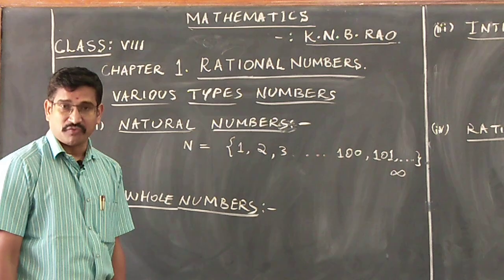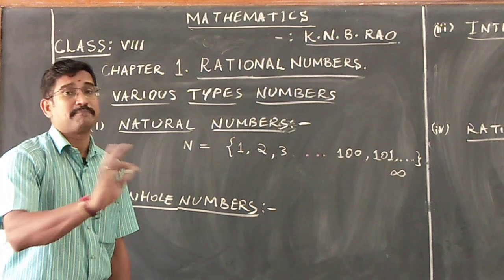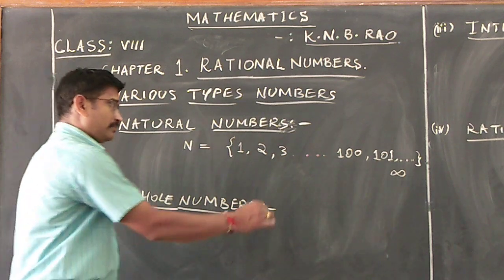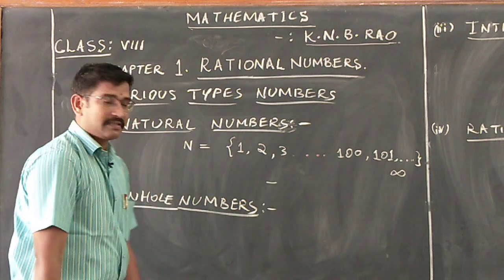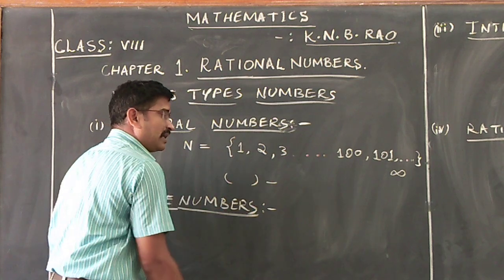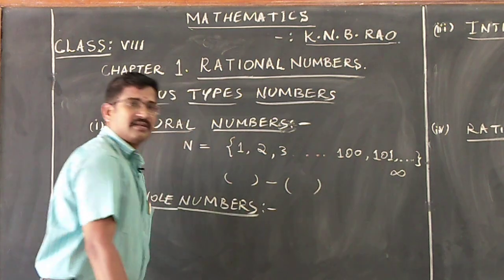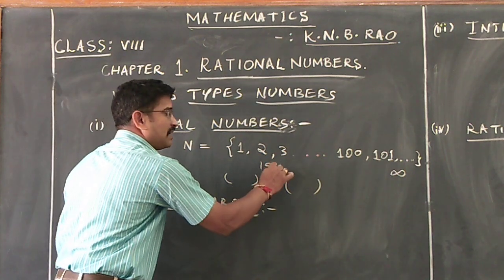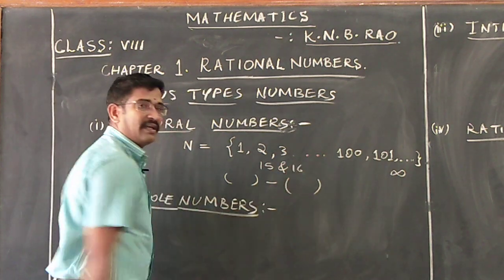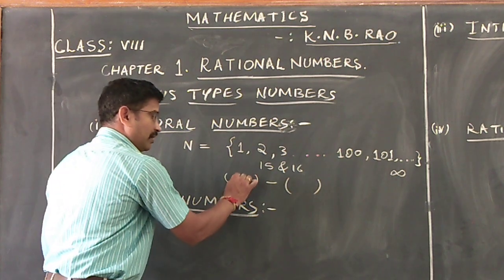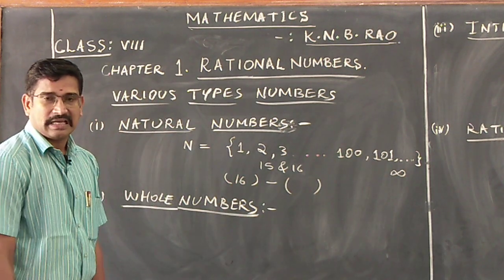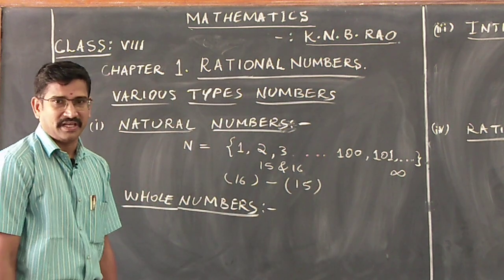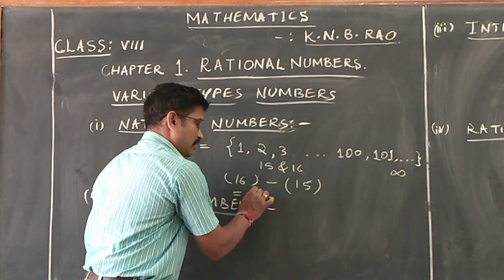The difference between absolute difference. Absolute difference means difference between a bigger number and a smaller number. Suppose if you take any two continuous natural numbers such as 15 and 16, amongst them the bigger number 16 minus smaller number 15 gives us 1.